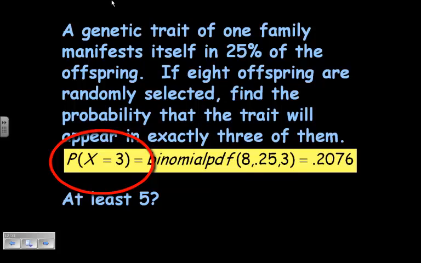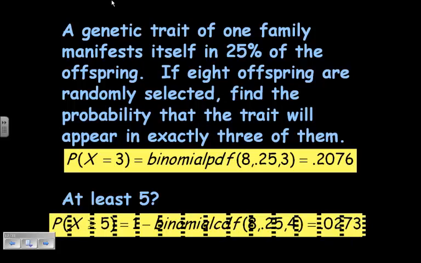The probability of x equals 3 equals binomial PDF, because we're trying to find exactly 3 of them. There's 8 offspring, so 8, comma, probability is 25%, comma, we want 3. Hit enter, boom, there's your answer, 0.2076. Okay, an extension, at least 5. Well, at least 5 means 5 or less, 0, 1, 2, 3, 4, 5.